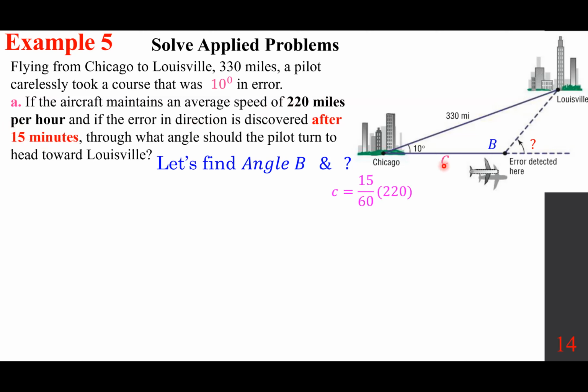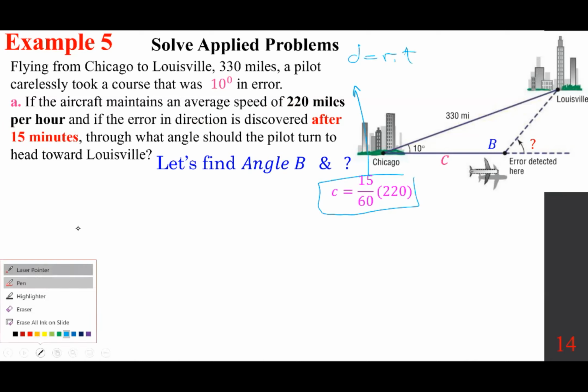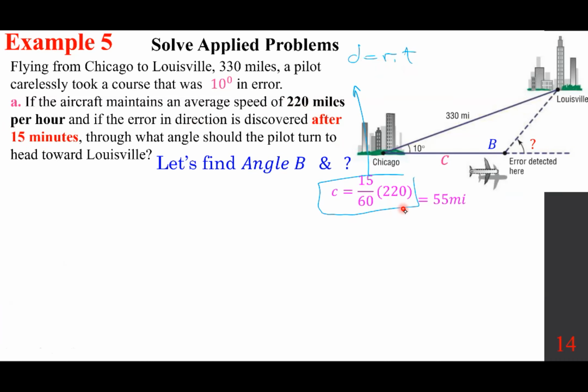So to find the distance, here's the time, here's the speed. I'm using the formula D equals RT, where D is the distance, R is the average speed, T is the time. T is 15 over 60, the speed is 220, and we end up with 55 miles. So this distance is given as 55 miles.